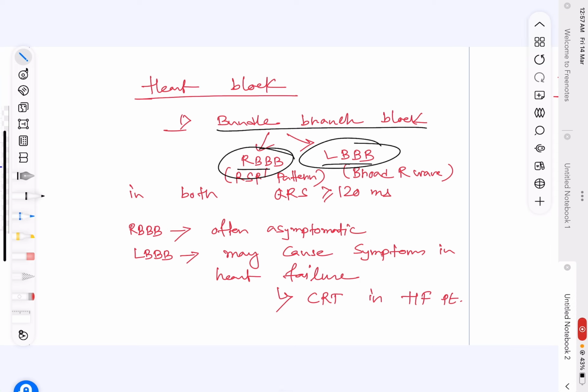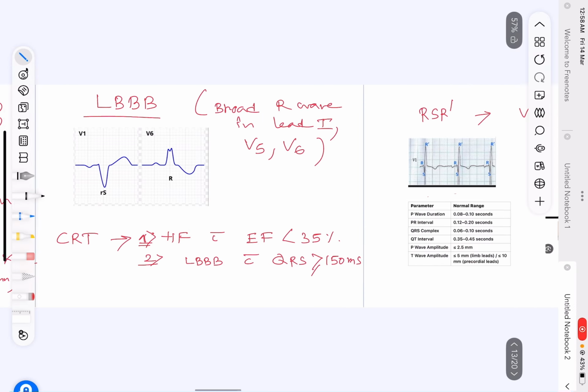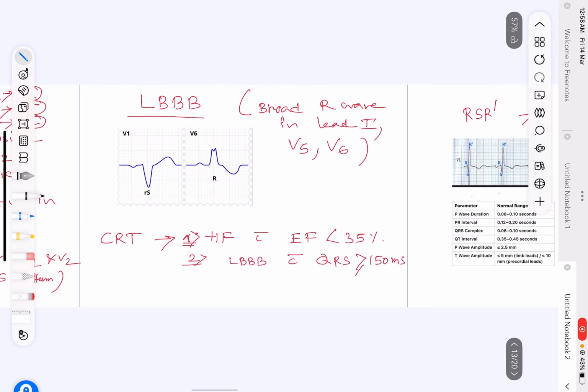In right bundle branch block, you will see RSR pattern. In left bundle branch block, you will get broad R wave. Right is often asymptomatic. Left is also asymptomatic, but will cause symptoms when the patient develops heart failure. So in patients with heart failure, they will require CRT. I'll tell you. Okay. So in left bundle branch block patients, they'll require CRT.